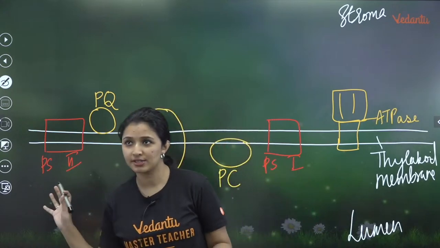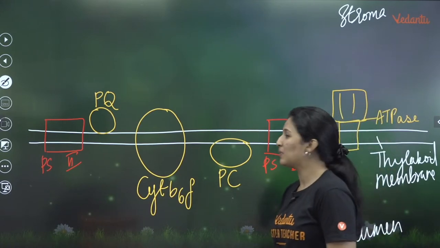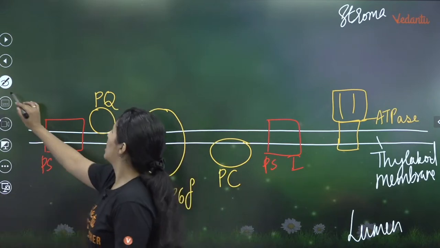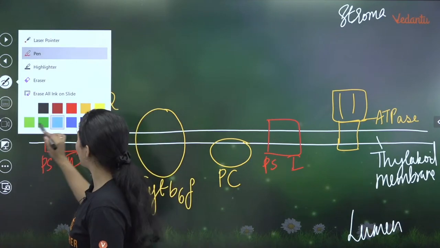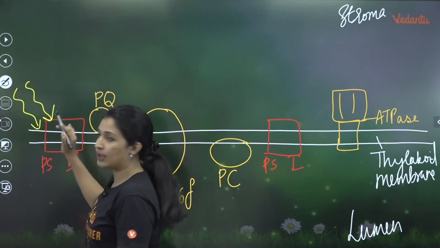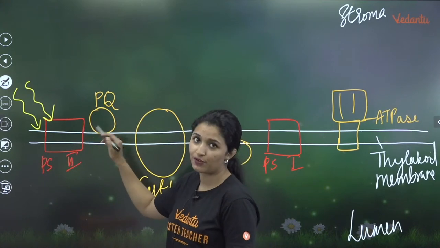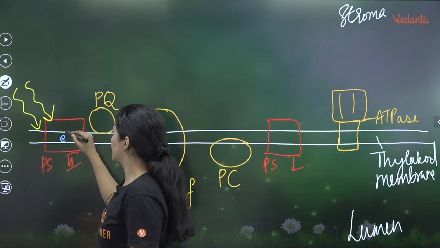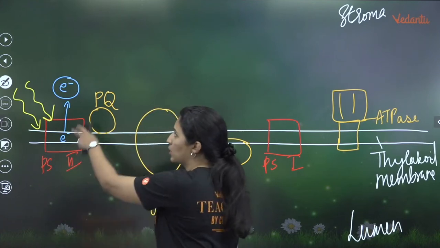Right, so this is like the base. We have the thylakoid membrane, and we have our proteins also arranged properly. Now when there is light, all the light is captured by the pigments, and there is excitation of an electron. So the electron gets excited.